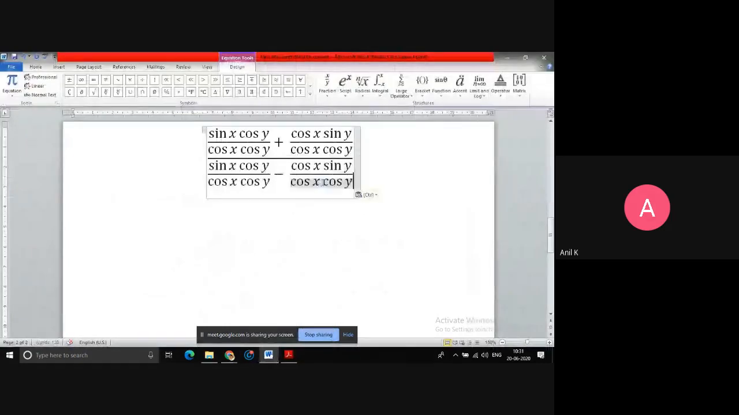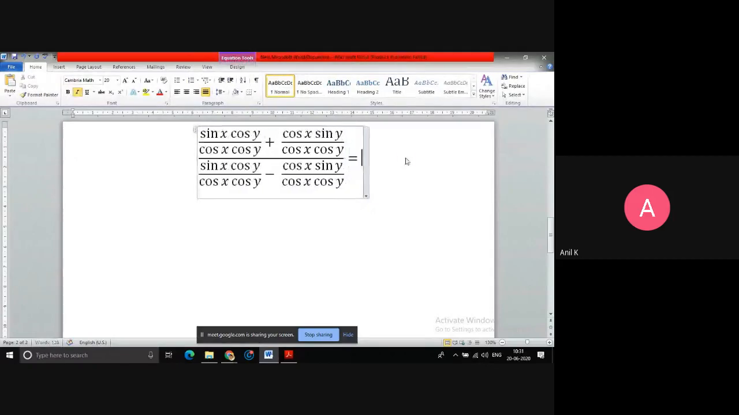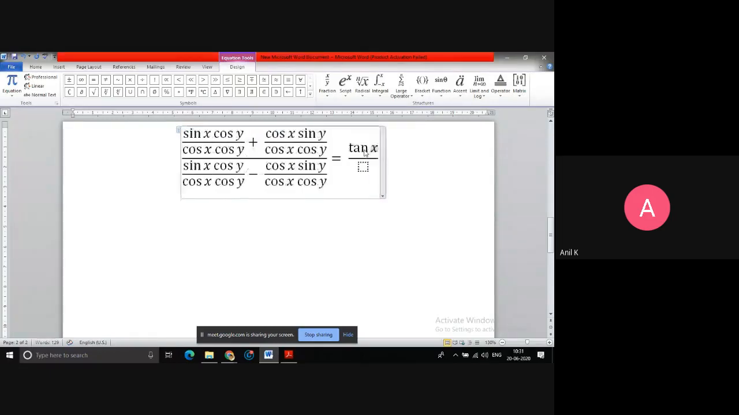So this is what I mean, divide numerator and denominator with each and every term with cos x cos y. Now see how this is going to change. Look at the first fraction, this highlighted one. Cos y will get cancelled, and sin x upon cos x is going to be tan x.